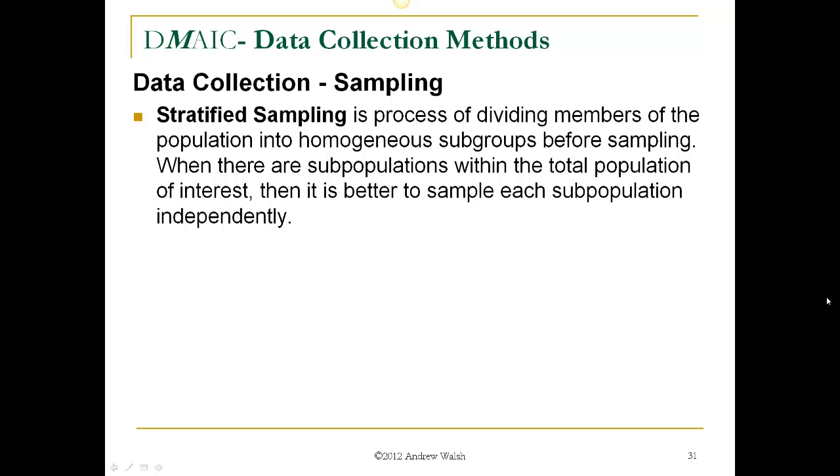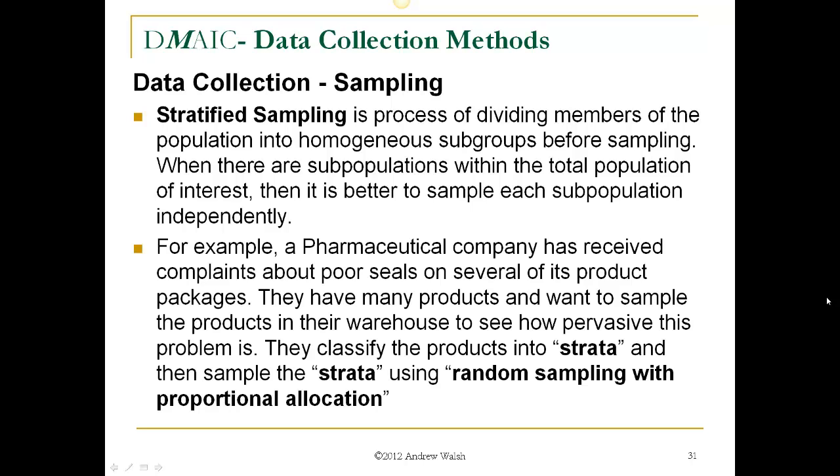Stratified sampling is a process of dividing members of a population into homogeneous subgroups before sampling. When there are subpopulations within the total population of interest, then it's better to sample each subpopulation independently. For example, a pharmaceutical company has received complaints about poor seals on several of its product packages. They have many products and want to sample the products in their warehouse to see how pervasive this problem is. They classify the products into strata and then sample the strata using random sampling with proportional allocation. Makes it easier.